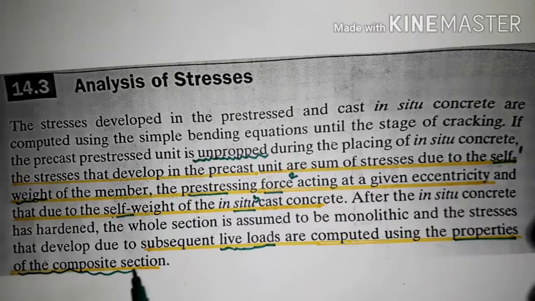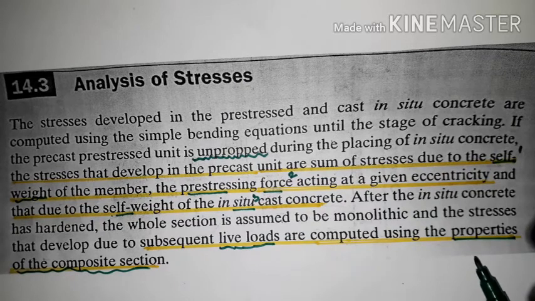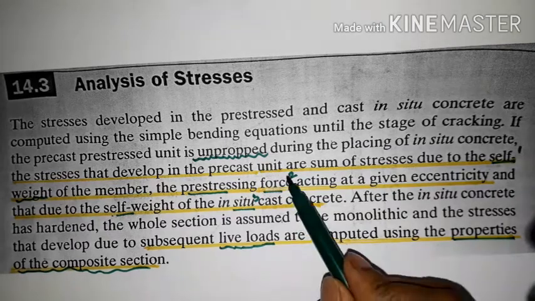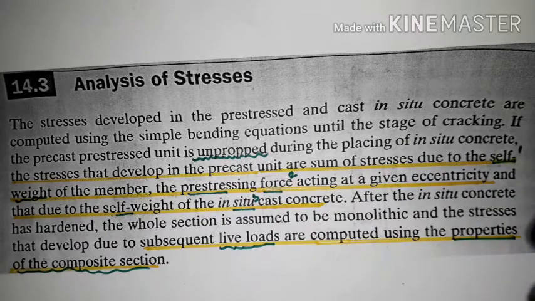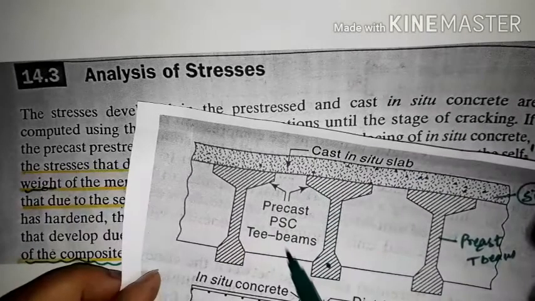When you find the stresses due to live load, you have to use the properties of the composite section. But when you consider the stresses due to self-weight, pre-stress, and cast in situ concrete, we have to consider only the bottom part of the section, so only the properties of this part you have to consider.